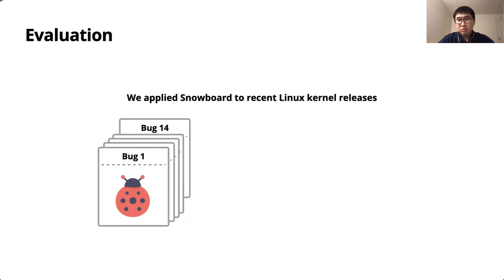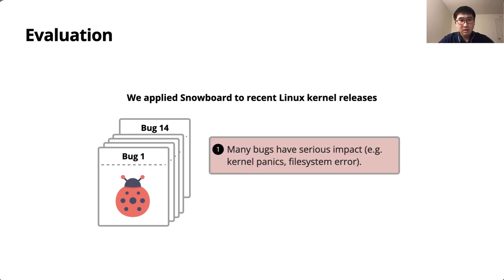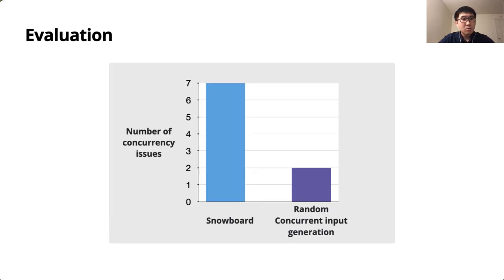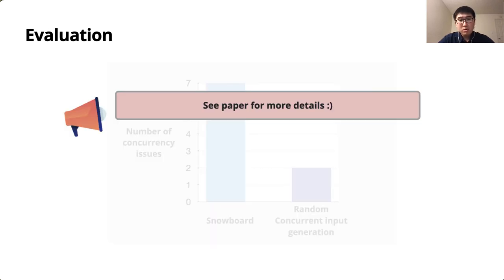We applied Snowboard to recent Linux kernel releases, which led to the finding of 14 new concurrency bugs. Many of them have serious impact on users, causing kernel panics or file system errors. Some bugs existed for years. We also did a side-by-side comparison between our approach and the traditional random input generation approach. The result shows Snowboard is much more effective. In the paper, we also provide more details on the design and evaluation of Snowboard. If you are interested, please read the paper.